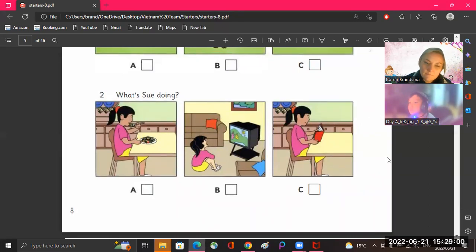2. What's Sue doing? Where's Sue? Is she watching TV? No, she's in the kitchen. Oh, is she having her lunch? No, she's reading a book. Very good.